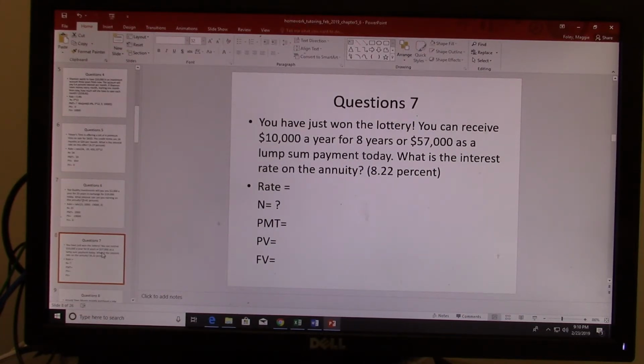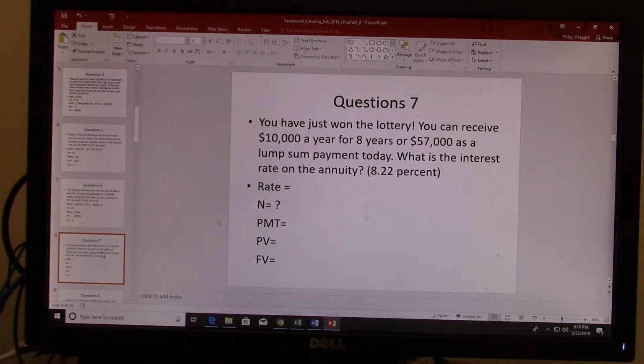Question number 7. You've just won the lottery. You can receive $10,000 a year for 8 years or $57,000 as a lump sum payment today. Okay, so that says $57,000 today equals $10,000 a year for 8 years. What is the interest rate on this annuity?